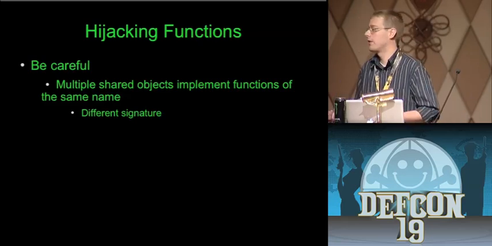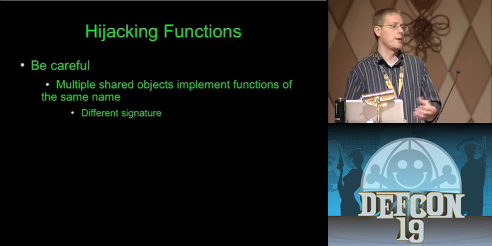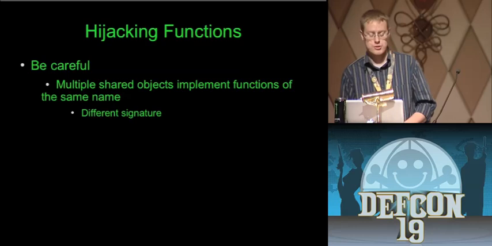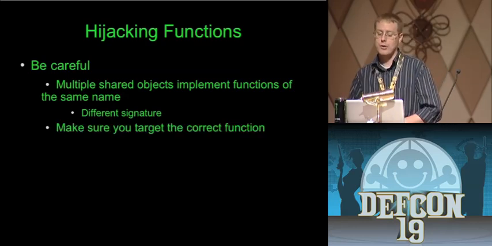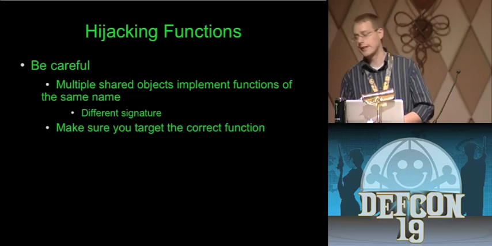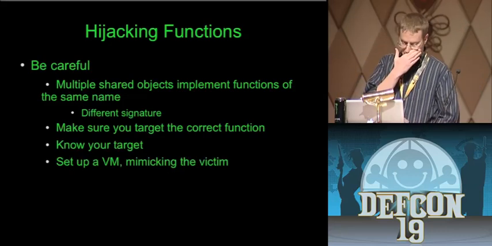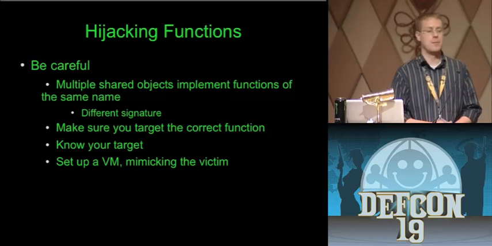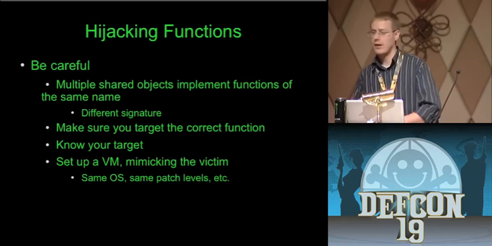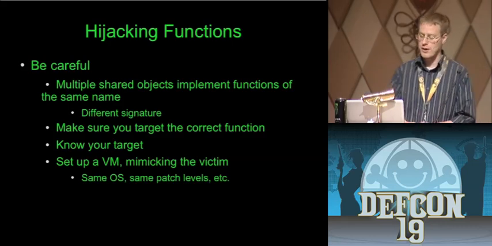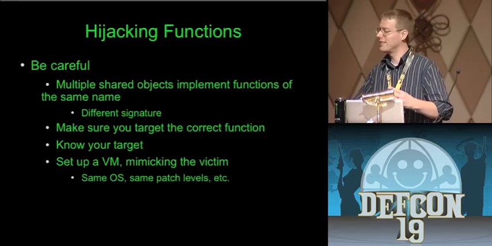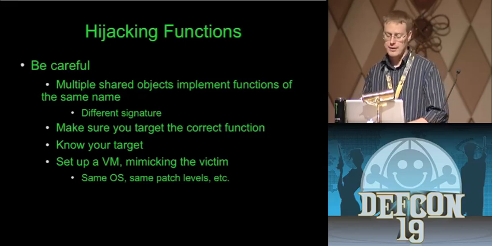And they can even have a different signature, a different function prototype, accepting different arguments and returning a different return value. So you want to make sure that you target the correct function. You need to know your target well when you're hijacking functions. What I do is I set up a VM and I mimic the victim. I set up even the same OS, the same patch levels, the same type of proprietary software. I mimic my victim 100% so that I know what I'm getting myself into, so I can dive into it deeply and not have any surprises.